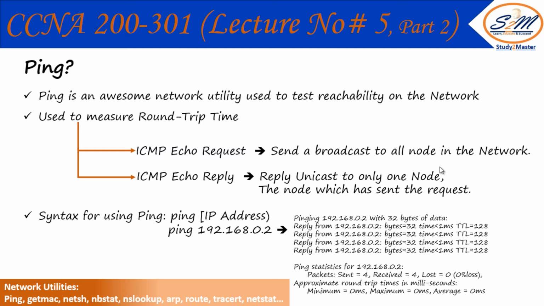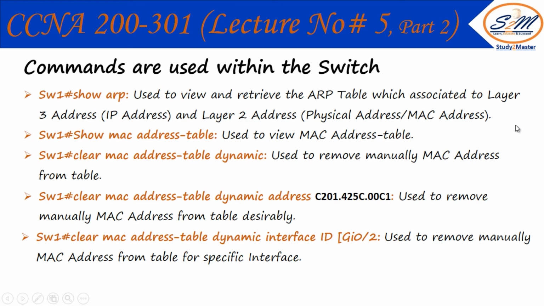The syntax for using ping is ping followed by the IP address, for example ping 192.168.0.2, and the result will be shown on the screen. Statistics for 192.168.0.2: packets sent equal to 4, received equal to 4, loss equal to 0. It means we have good reachability. Approximate round trip times in milliseconds: minimum 0 ms, maximum 0 ms, average 0 milliseconds.